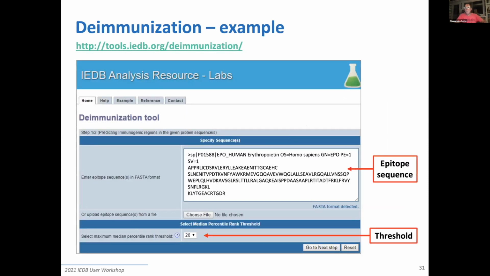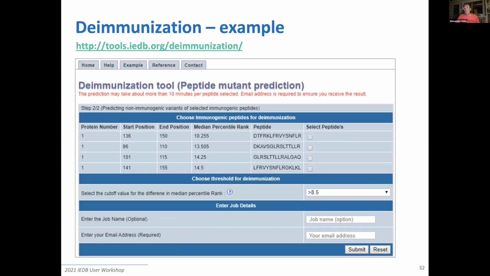So in this particular example, we enter EPO. EPO is a drug that has been linked to severe side effects due to induced immunogenicity. We select a threshold. We run the algorithm. We find that there are 4 different potential regions that may have a high predicted propensity of binding HLA class 2 molecules. And then you can run the algorithm right there.